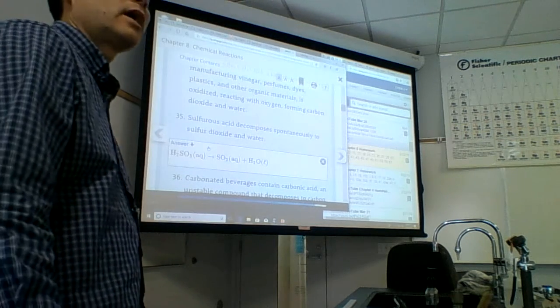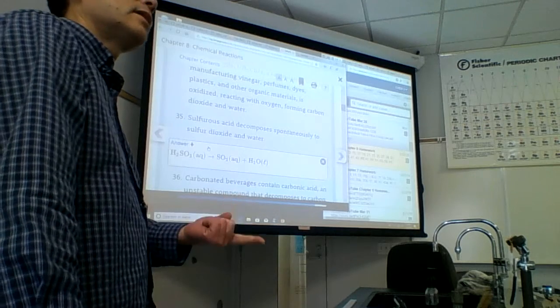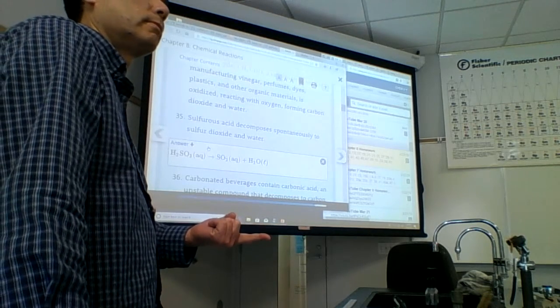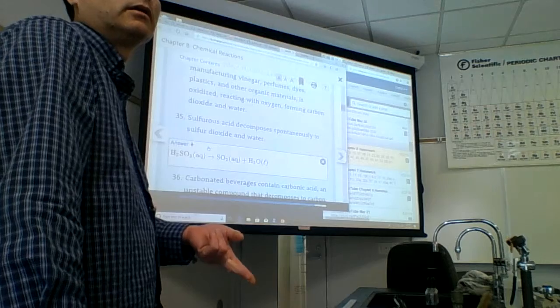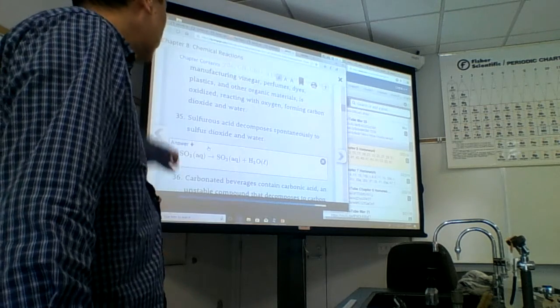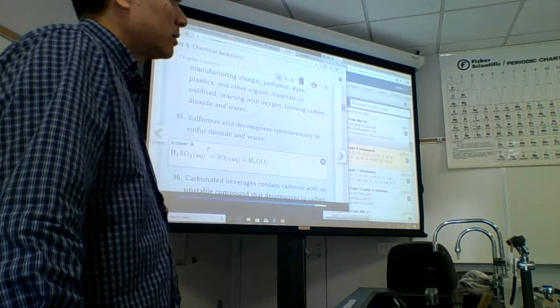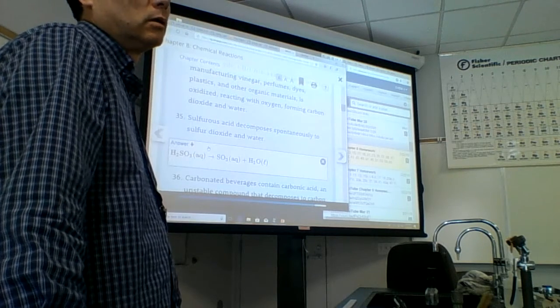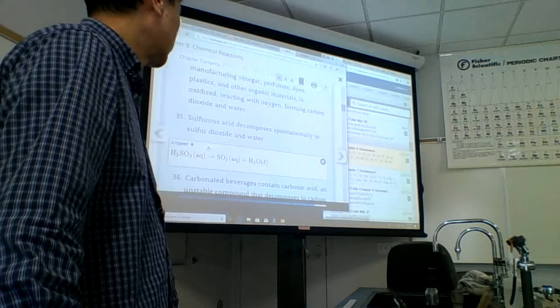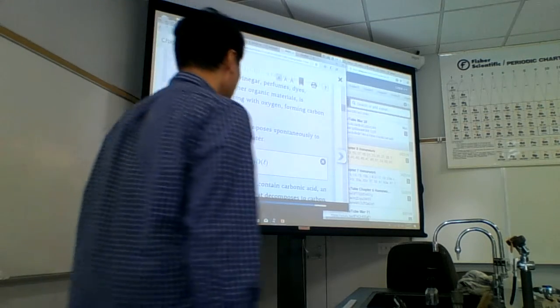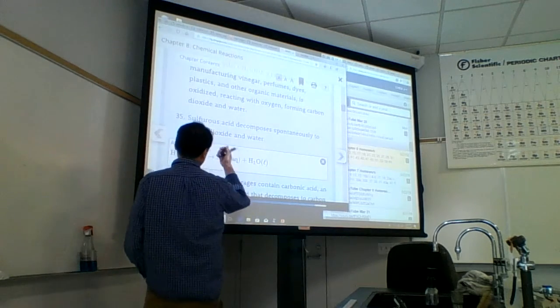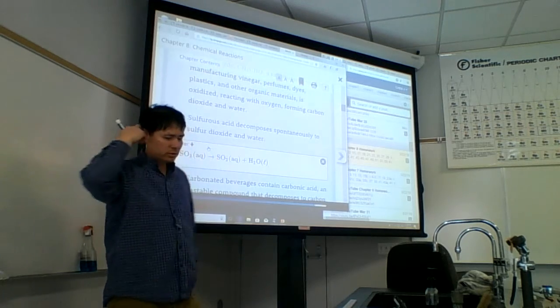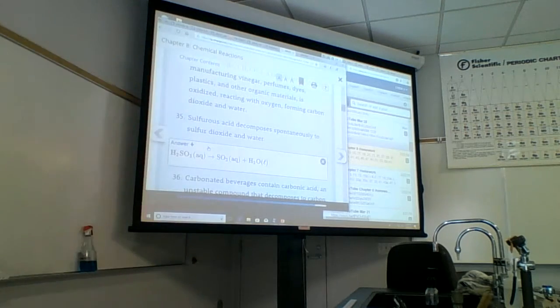What were the other gas formers? Well, carbonic acid decomposes into what? Carbon dioxide and water. Sulfurous acid decomposes into sulfur dioxide and water. Ammonium hydroxide decomposes into ammonia and water. Ammonia I wrote as aqueous or gas. The same thing with sulfur dioxide, aqueous or gas. Then there's HCN, hydrogen cyanide gas. H2S, hydrogen sulfide gas.